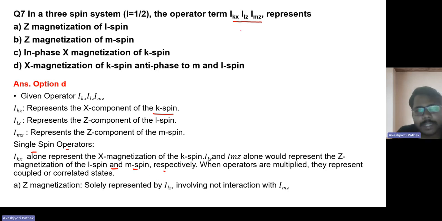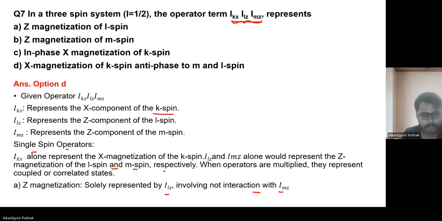Now what has been done here? In this case, as you can see, these operators have been multiplied together. So IKX, ILZ, and IMZ, when multiplied, represent the coupled or correlated states. Now, in case of option A, the Z magnetization is solely represented by ILZ, not involving interaction with IMZ.